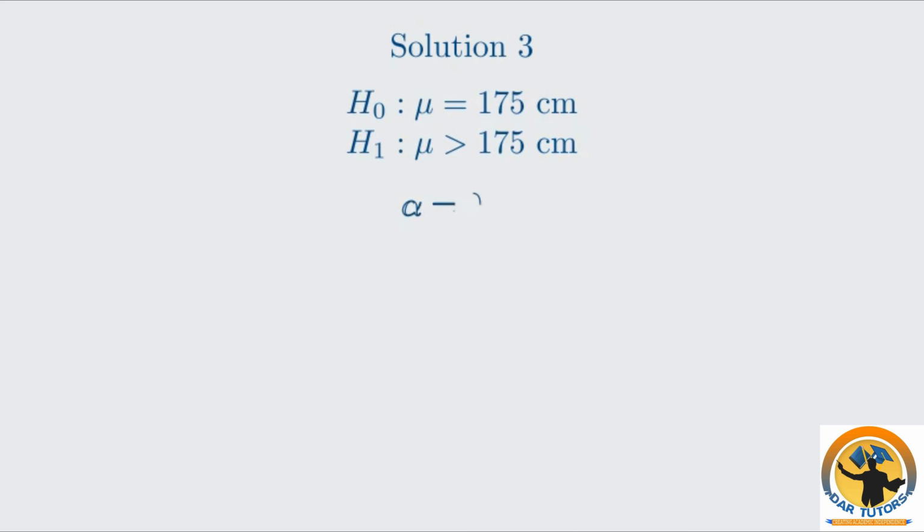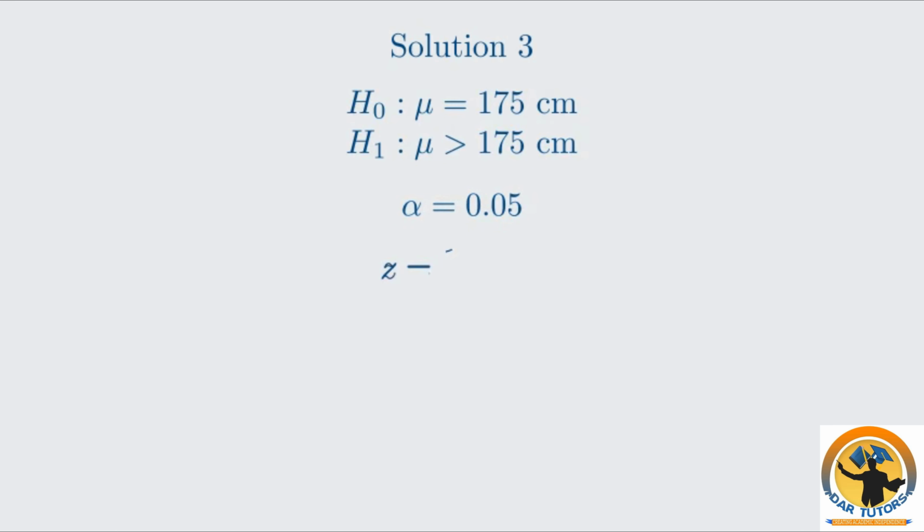Here's the solution to question 3. The sociologist is testing for an increase in mean height. This indicates a one-tailed test with a greater than alternative hypothesis. So H naught is mu equals 170, and H1 is mu is greater than 170. The significance level is 5%, so alpha equals 0.05.